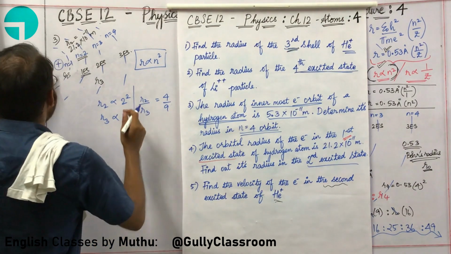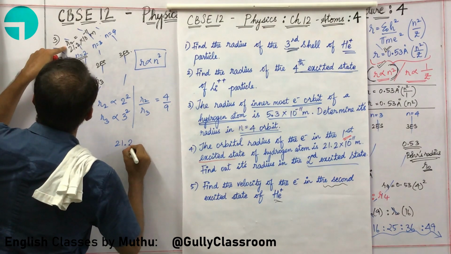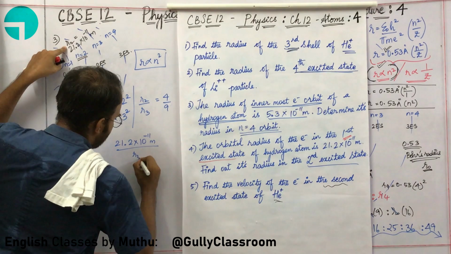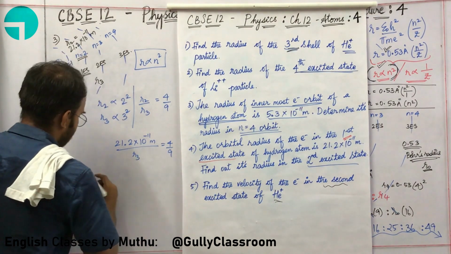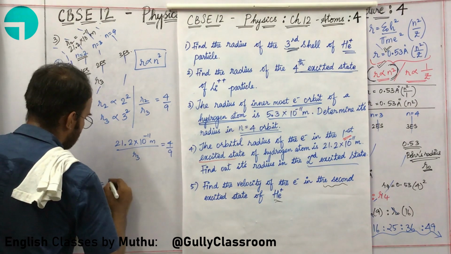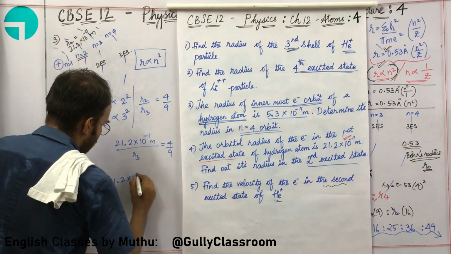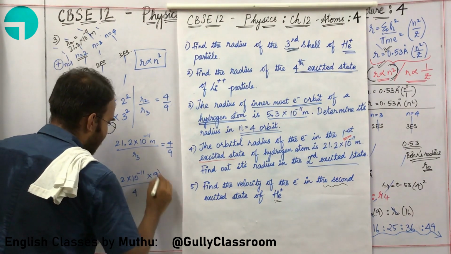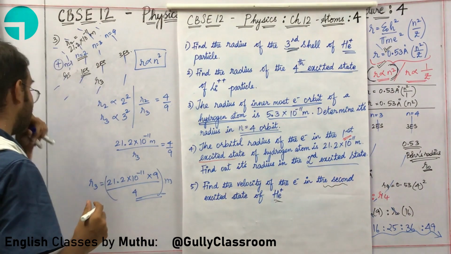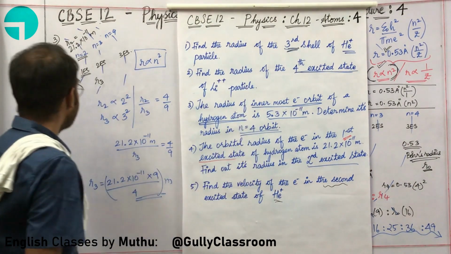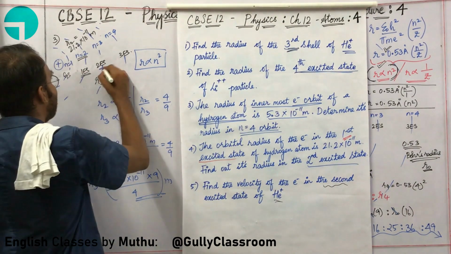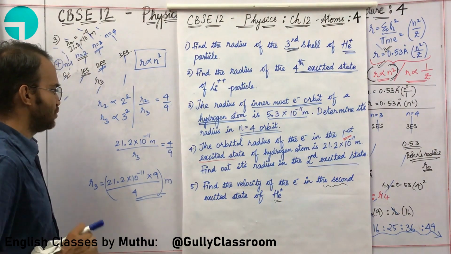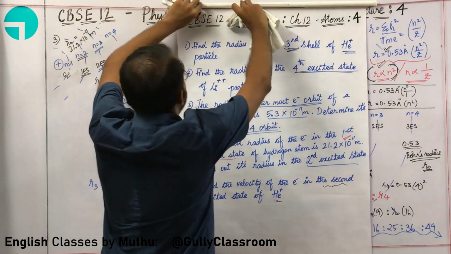Let me substitute the values that I know. R2 is 21.2 into 10 to the power minus 11 meters, whole divided by R3, is equal to 4 by 9. I need to find my R3, which is equal to 21.2 into 10 to the power minus 11, I will get a 9 over here, whole divided by 4, in meters. If you solve this, you will get the value they have asked for, the radius of the second excited state or n equal to 3 state. Are you able to understand this particular idea?